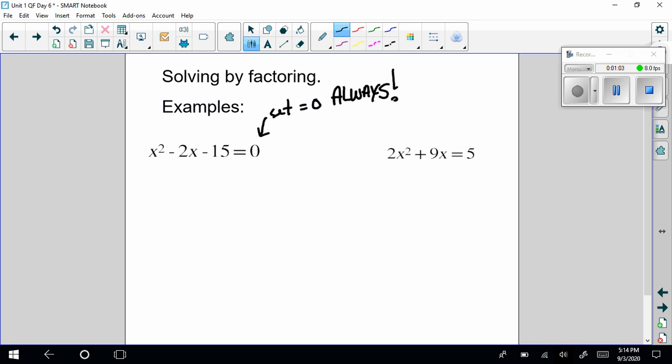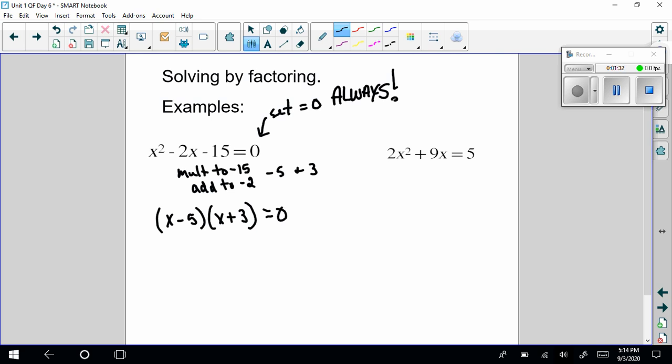Okay, so we need to multiply to negative 15 and add to negative 2. And those two numbers are going to be 5 and 3. And the 5 has to be negative. So this factors to x minus 5 and x plus 3 equals 0.